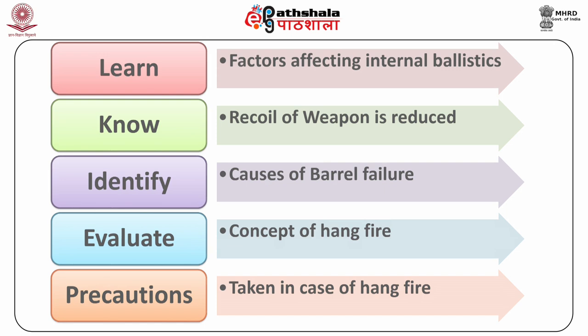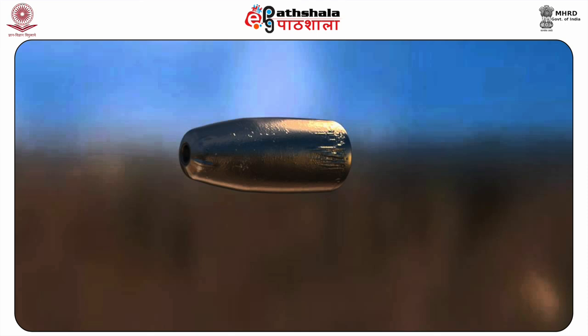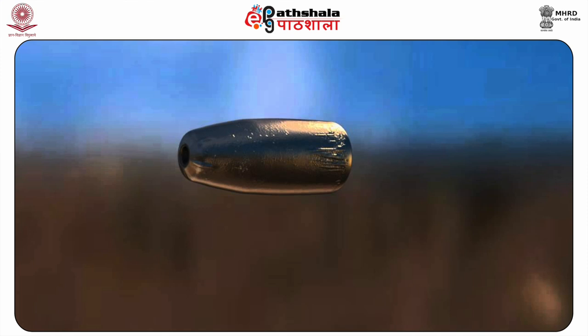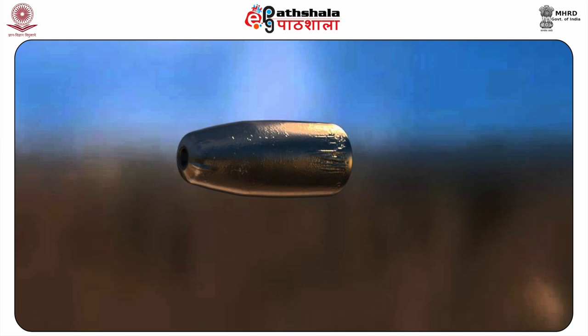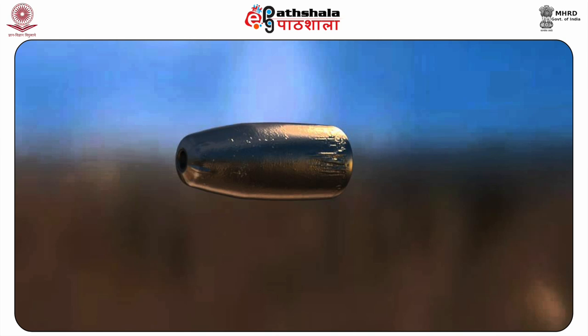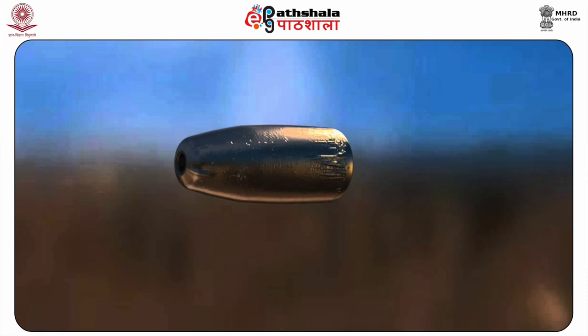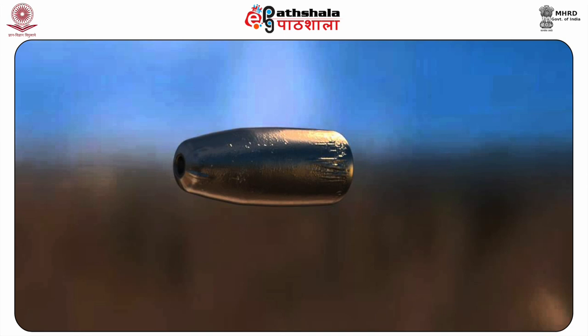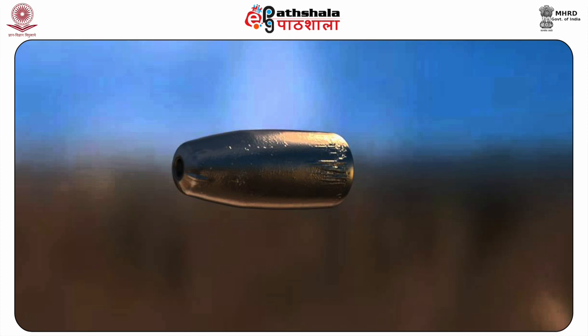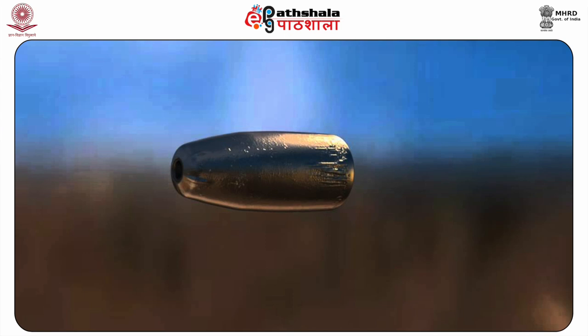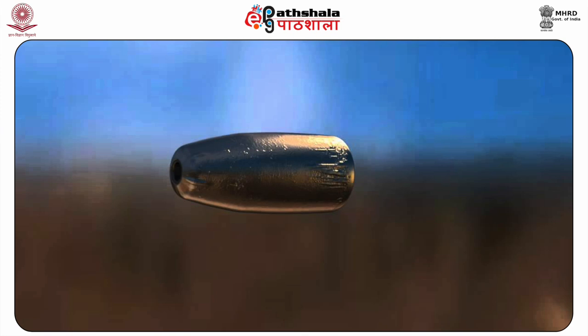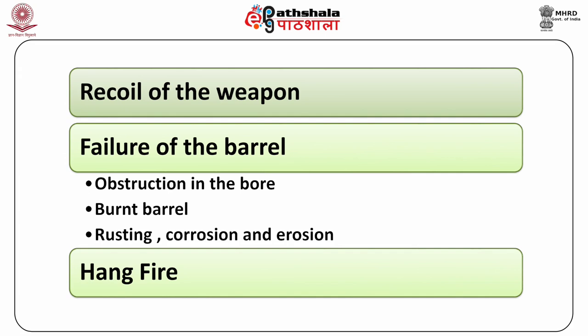Internal ballistics is the study which deals with the motion of a projectile or projectiles in the bore of the weapon. Some of the factors, namely lock time, ignition time, barrel time, combustion of propellants, ignition, density of loading, problems of heat, velocity of projectile, pressure in the barrel, along with bullet jump and durations, have already been discussed in parts 1 and 2. Additional factors which concern internal ballistics are described below: recoil of the weapon, failure of barrel due to obstruction in the bore, burnt barrel, rusting, corrosion and erosion, and hang fire.